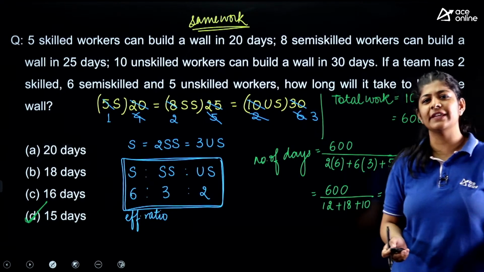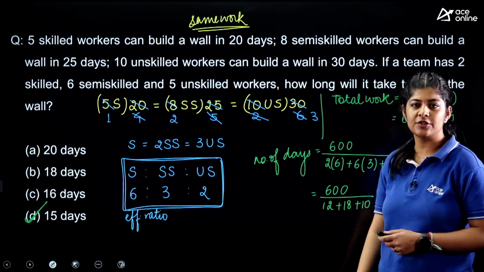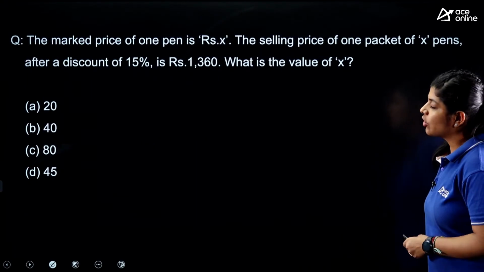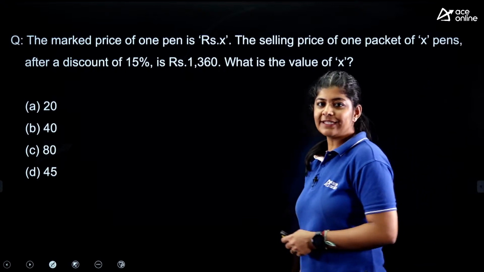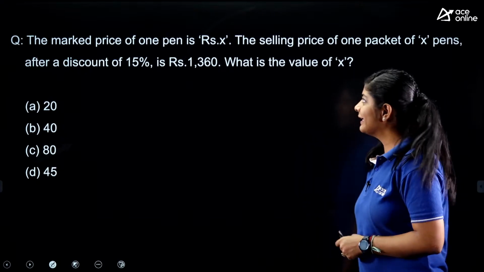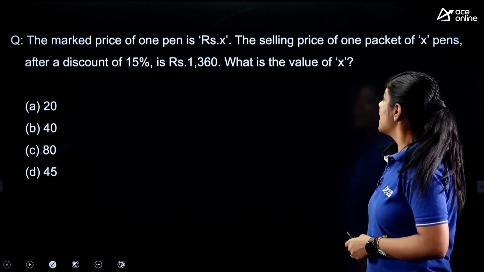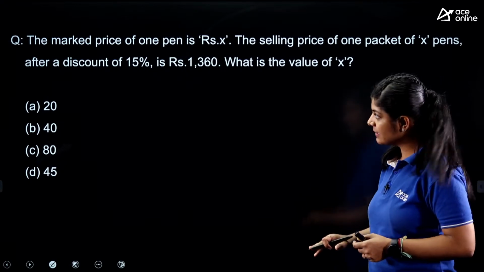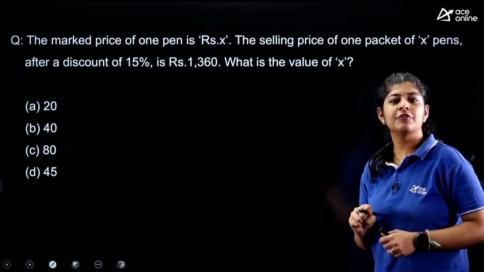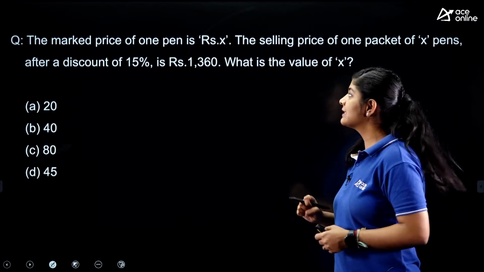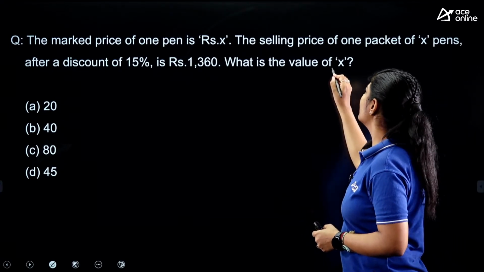Clear? Again, this is a very simple question and the correct answer over here is your option number D. Let's move further and talk about the next question. The next question says that the market price of one pen is rupees X. The selling price of X pens after a discount of 15% is rupees 1360. What is the value of X?